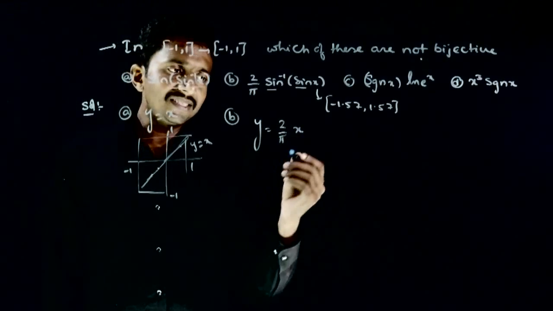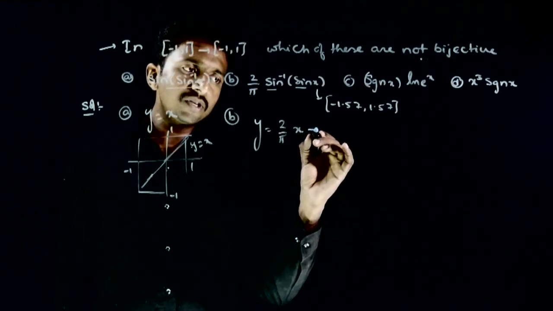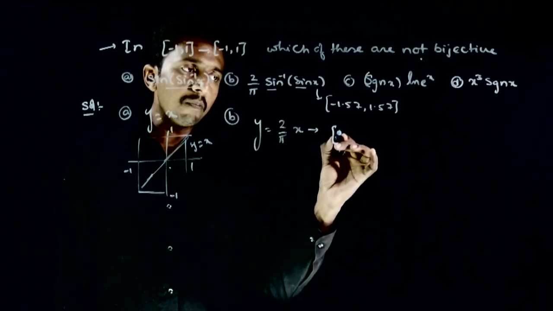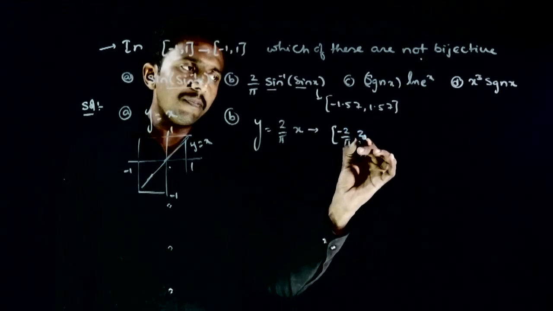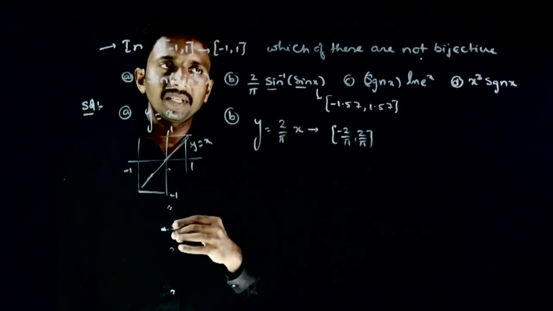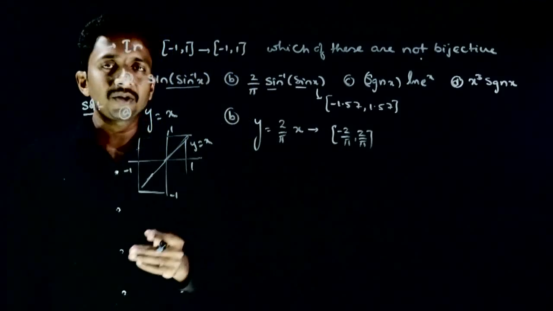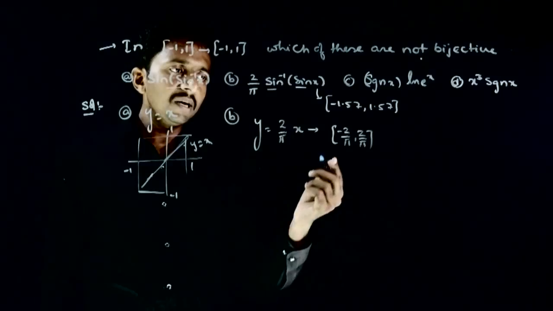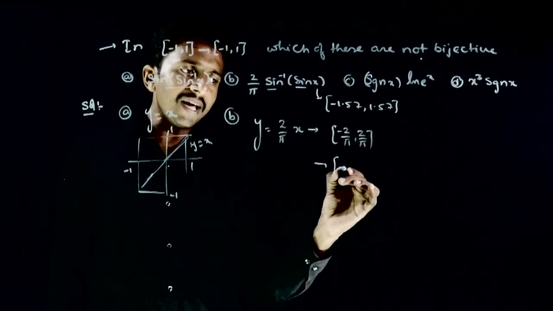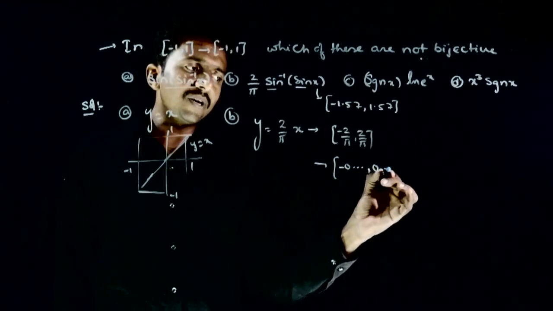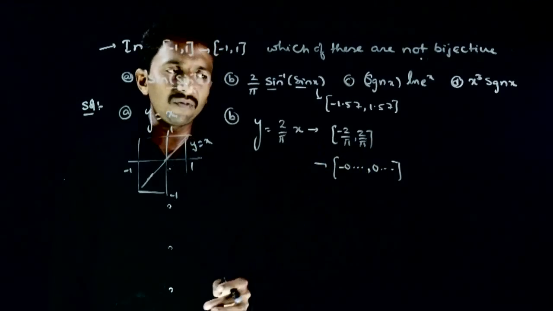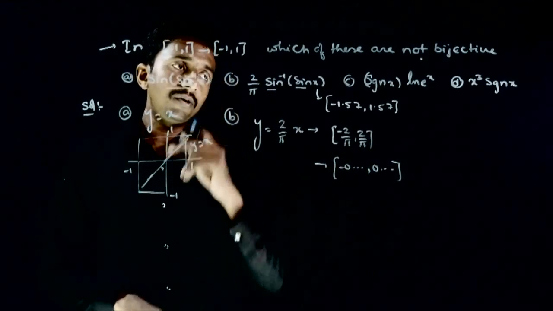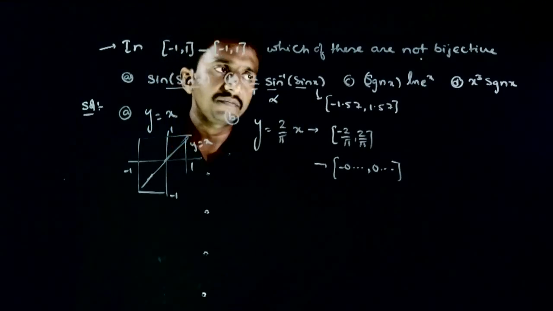So you can see that if x goes from -1 to 1, y goes from -2/π to +2/π. So can you see that the whole codomain is not being covered? क्योंकि codomain जो मेरा है -1 to 1 है, बट इसका रेंज जो है वो -0 point something से लेके +0 point something तक आएगा, क्योंकि π is 3.14. So the whole codomain is not being covered. So onto nahi hai. So this is not bijective.